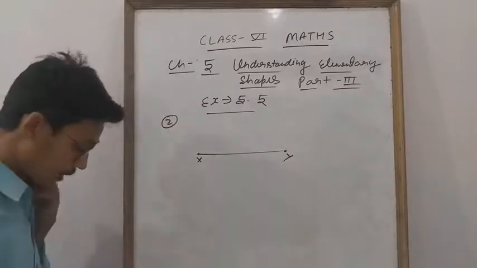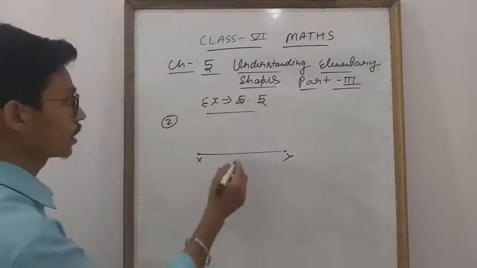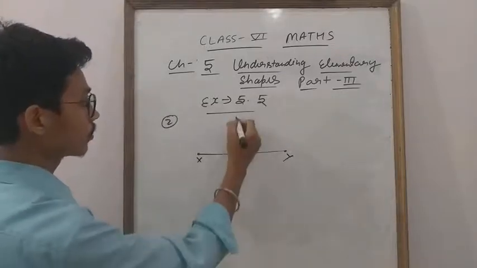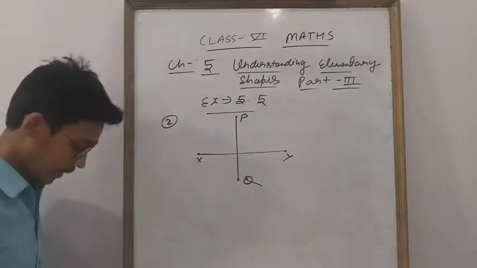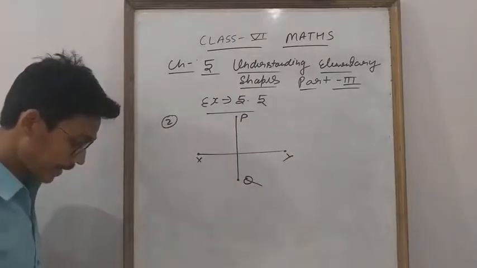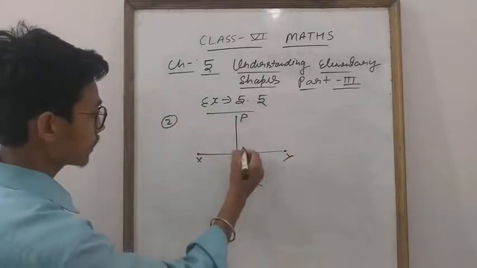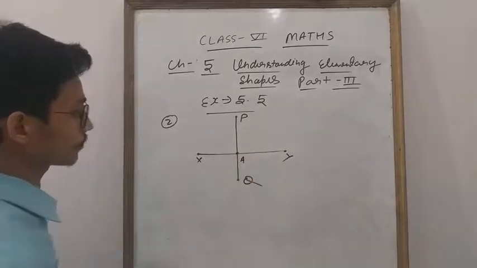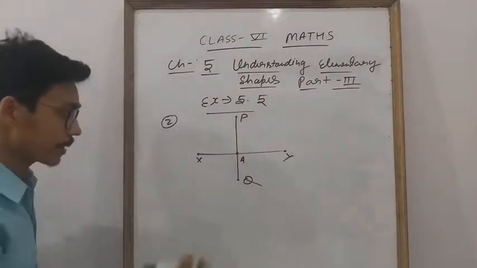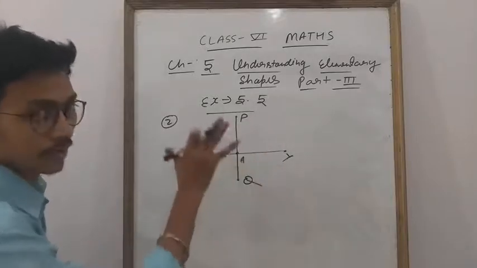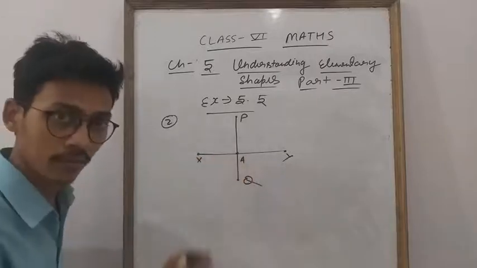Okay everyone, now it is given: let PQ be the perpendicular to line segment XY. That is, PQ is perpendicular to this one. This is P, this is Q. Next it is given that PQ and XY intersect at the point A. They are intersecting at point A. This is point A. See, PQ is perpendicular to XY. This is correct. And this is the meeting point of PQ and XY. This is given in the question.